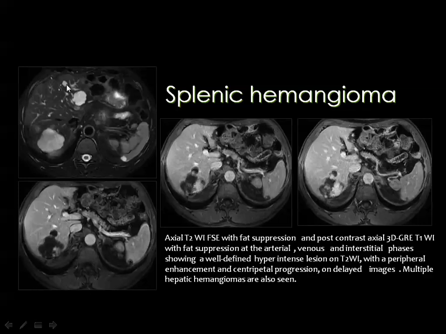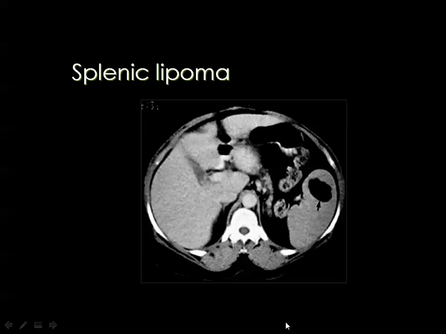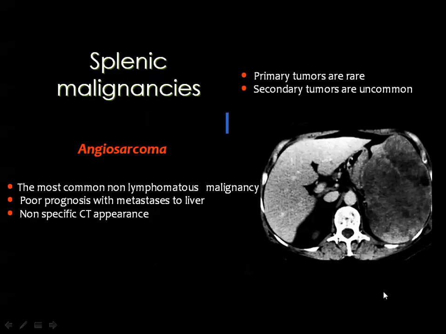In the liver, you have three hemangiomas. One is very small, one medium size, and one large. And they show the classic appearance of peripheral nodular contrast enhancement. And in the spleen, you have a very small hemangioma in the posterior wall of the spleen. Also, you can see fat-containing lesions in the spleen and in the liver, and this is just a lipoma of the spleen. Then we came to the malignant lesions, and you should know that primary malignant lesions of the spleen are rare, and the splenic metastases are uncommon.